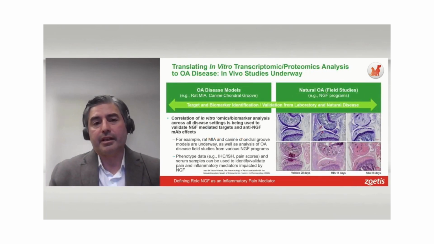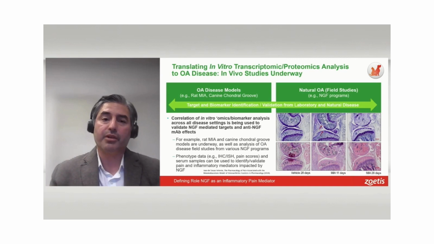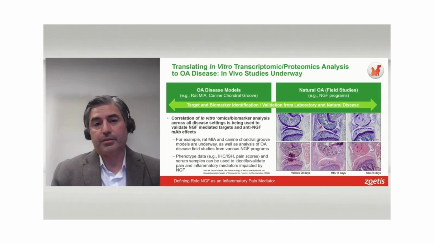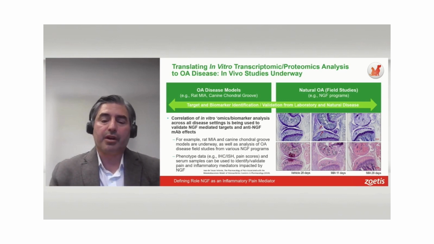The last data slide that I'll show is really more of a representation of what we're working on in vivo. So all of the data that I've shown today is in vitro data, and that's very important because it gives us an understanding of what genes and proteins to look for in terms of what NGF can do in terms of gene regulation or protein regulation or even function of the neurons. But now we're working to translate that to rodent models and canine models. As an example, rat MIA, which is a very well understood and documented OA disease model in rodents.